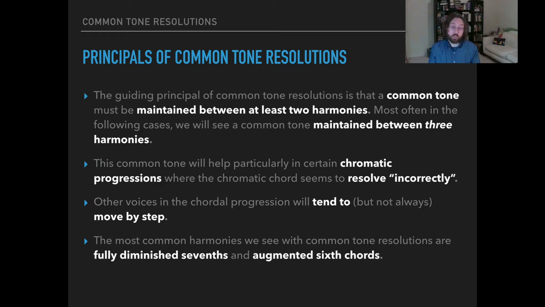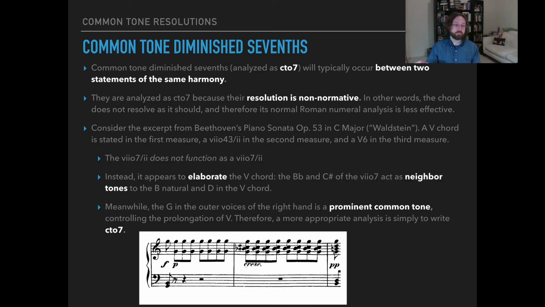Other voices in the chordal progression will tend to, but not always, move by step. So we'll have some tones that are kept in place as common tones, and other ones that will move by step. The most common harmonies that we'll see to have common tone resolutions will be fully diminished seventh chords and augmented sixth chords. Let's take a look at an example of common tone diminished sevenths.